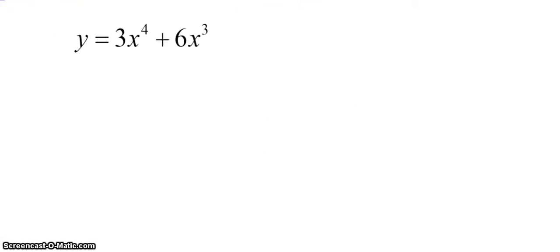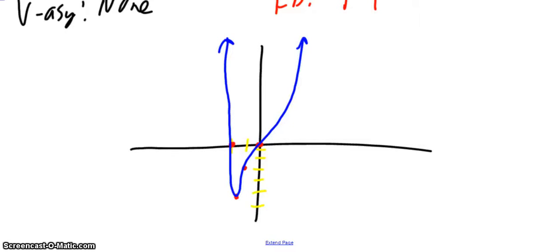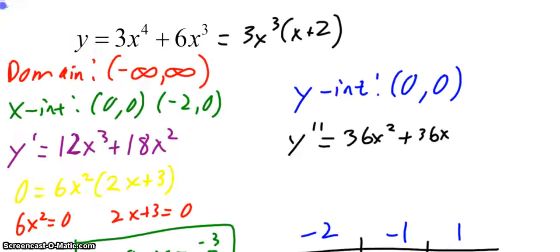Alright, next one. Pause the video, answer all of these or solve, do all the curve sketching, and unpause when you're ready to check your work. Alright, here for number 2, our function should look something like this. Here's our minimum, inflection point, and just an intercept. So how do we get those?